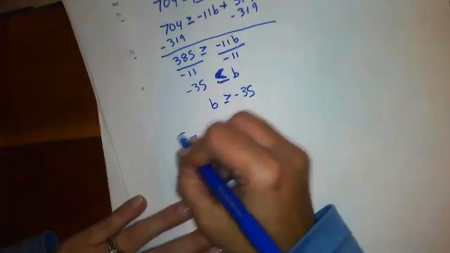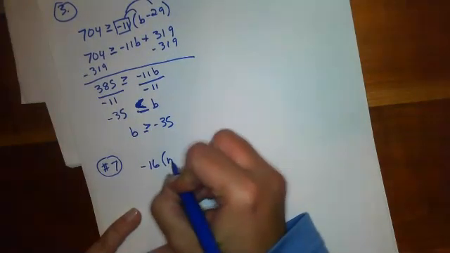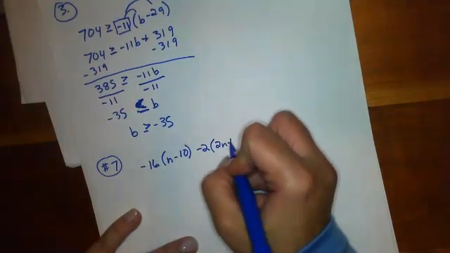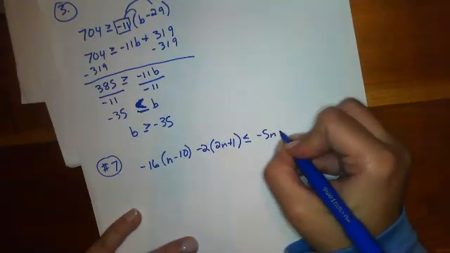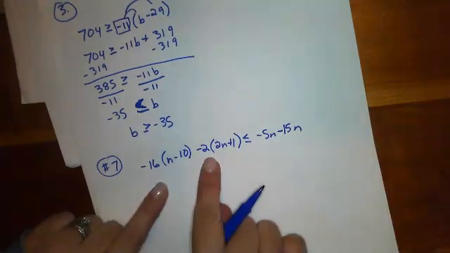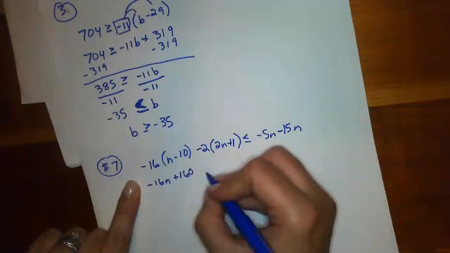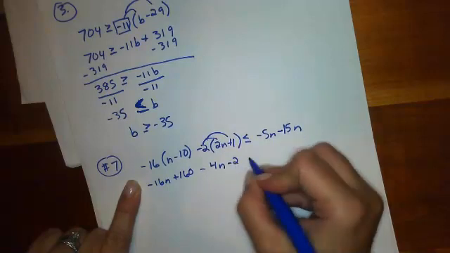Let's flip over to number 7. This is a really good problem. We've got negative 16 times n minus 10, minus 2 times the quantity 2n plus 1, is less than or equal to negative 5n minus 15n. We've got a lot going on here on both sides. First thing I'm going to do is distribute. I've got negative 16n plus 160, and distributing that negative 2, minus 4n minus 2, is less than or equal to.